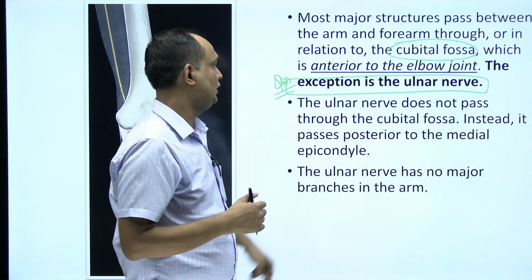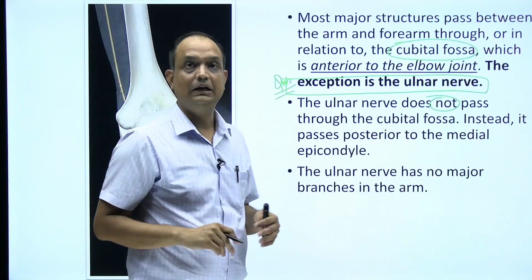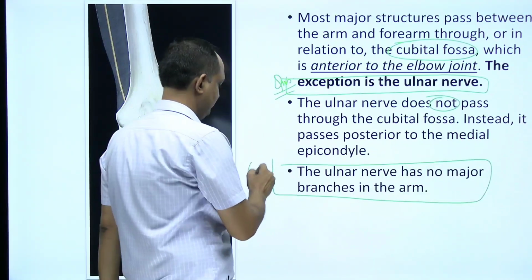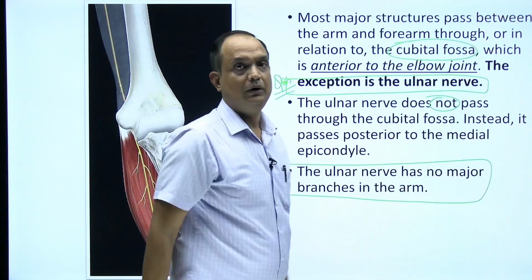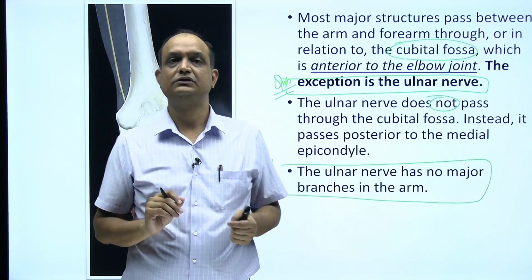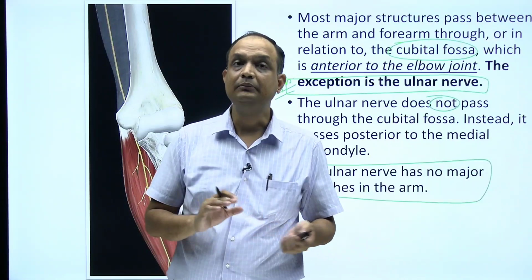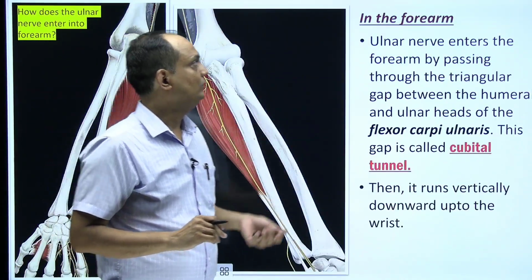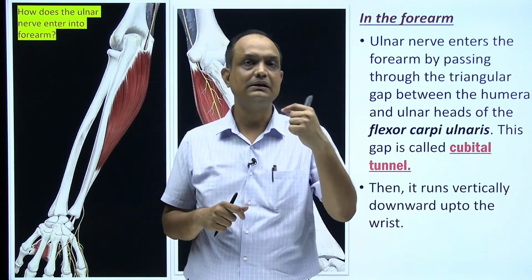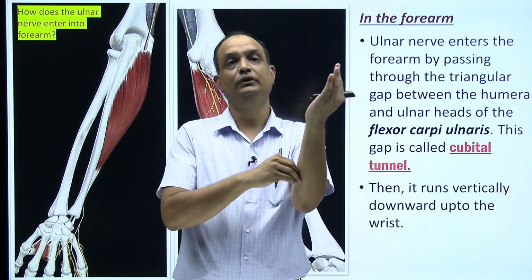So, the ulnar nerve does not pass through the cubital fossa; instead it passes posterior to the medial epicondyle of the humerus, and the ulnar nerve has no major branch in the arm. Whenever we talk about the muscles of the arm and what supplies them, you always have a single answer: the musculocutaneous nerve. The ulnar nerve is not responsible for supplying any muscle of your arm. Now, when you see the course of the ulnar nerve in the forearm, you have to understand that this nerve is known as the ulnar nerve because it runs along with the ulna bone of your forearm.